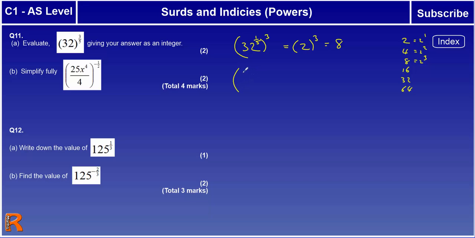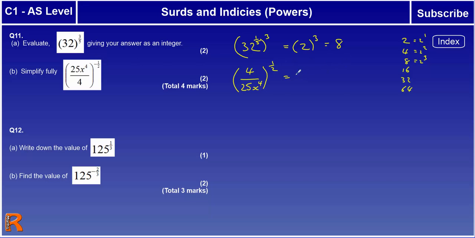Well, let's deal with that first. The minus bit means we take the reciprocal of the original, so what's inside the brackets gets turned upside down. That's what we do with the minus power, it has that effect. So that's just the same as that. So the minus disappears and we just turn the fraction upside down.